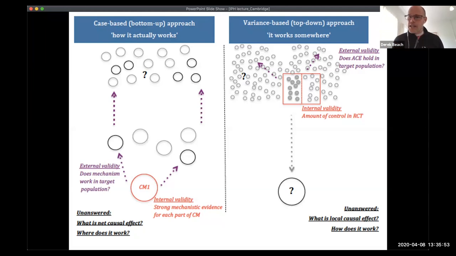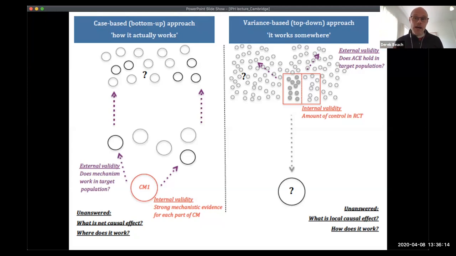And you're not answering the how does it work question. If you move to the left-hand side, this is the process tracing. This is how it works. We take an individual case and we trace a mechanism linking a cause and outcome together. It enables us to make a claim about how there's this linkage in the case.